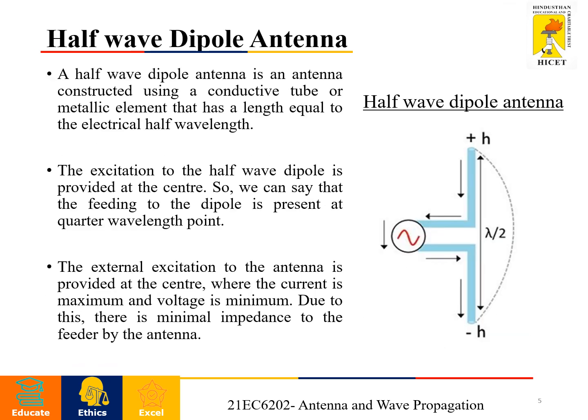Next, half-wave dipole antenna. So a half-wave dipole antenna is an antenna constructed using a conductive tube or metallic element that has a length equal to the electrical half wavelength. The excitation to the half-wave dipole is provided at the center. So we can say that the feeding to the dipole is present at the quarter wavelength point. The external excitation to the antenna is provided at the center where the current is maximum and the voltage is minimum. Due to this, there is minimal impedance to the feeder by the antenna.